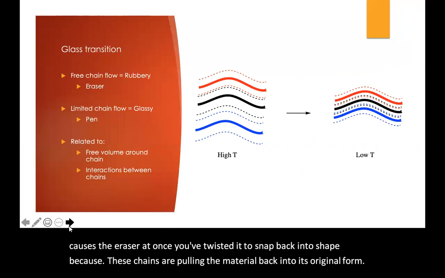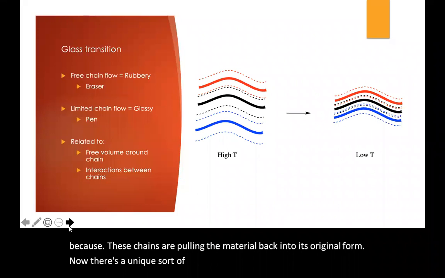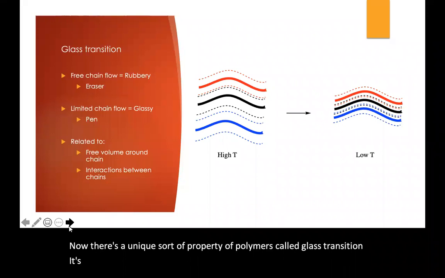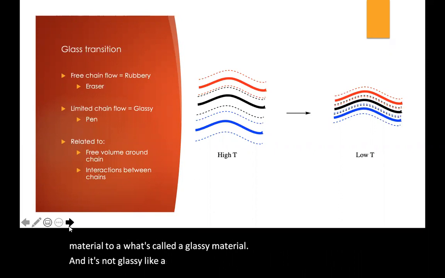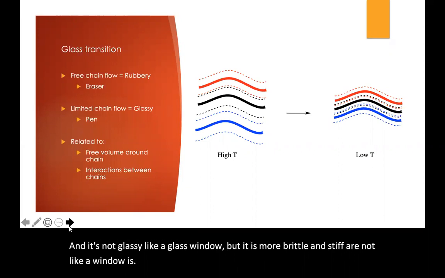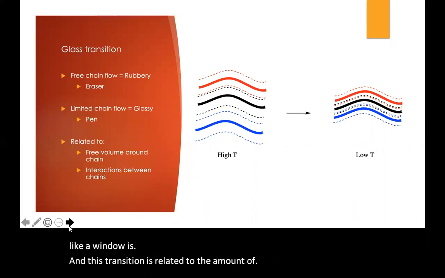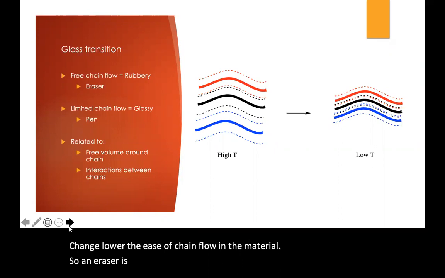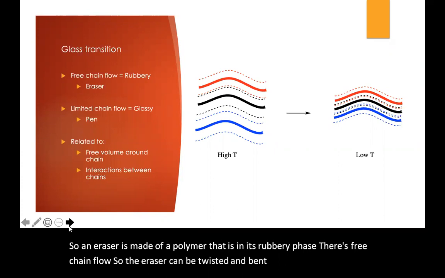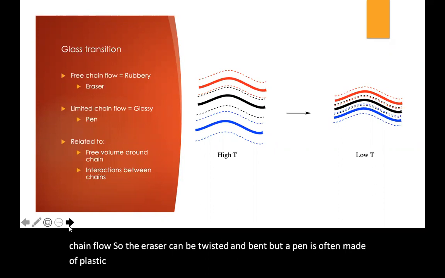Now, there's a unique property of polymers called glass transition. It's a phase change in which polymers can go from being a rubbery material to what's called a glassy material. It's not glassy like a glass window, but it is more brittle and stiffer, like a window is. This transition is related to the ease of chain flow in the material. So an eraser is made of a polymer that is in its rubbery phase. There's free chain flow, so that the eraser can be twisted and bent. But a pen is often made of plastic that's more in a glassy phase. It has limited chain flow, and so it holds its shape much more strongly.